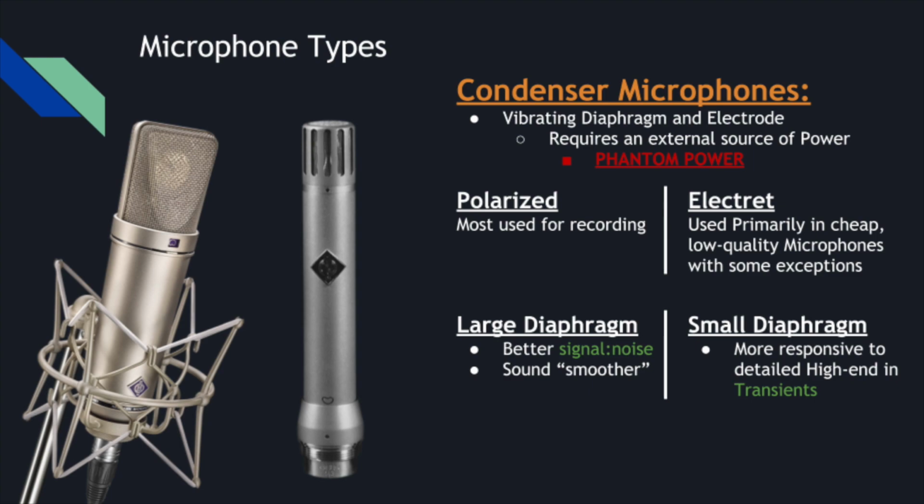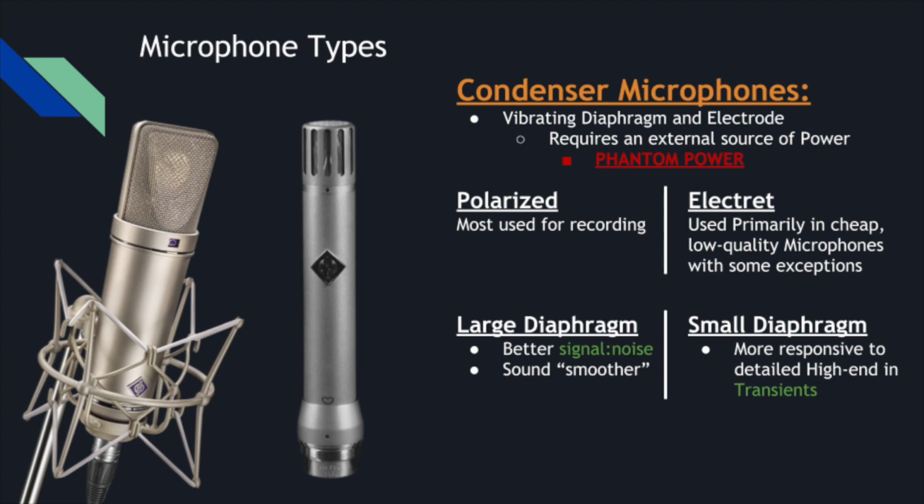Small diaphragm condensers like the one on the right, that's a Neumann KM54, another very famous small diaphragm condenser, will also often be called pencil condensers. They have a more responsive and detailed high end for picking up transients. A transient is the moment that a sound starts. So if I am hitting a snare drum and it goes ka, the k is the transient. That moment that the sound kicks into being tends to be considerably louder than the rest of the sound.